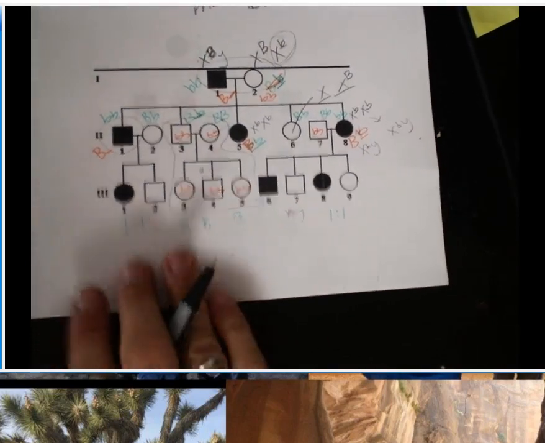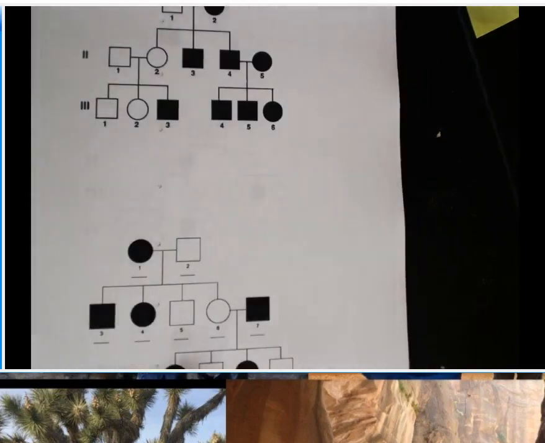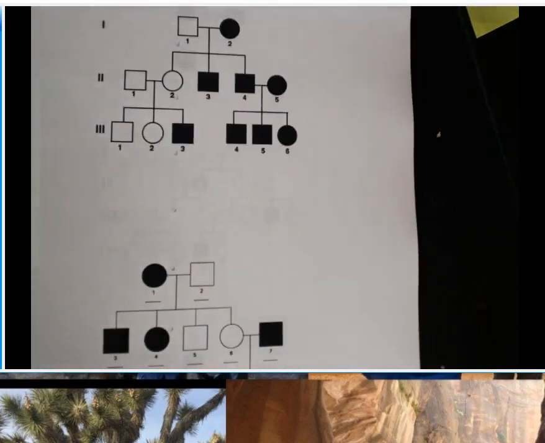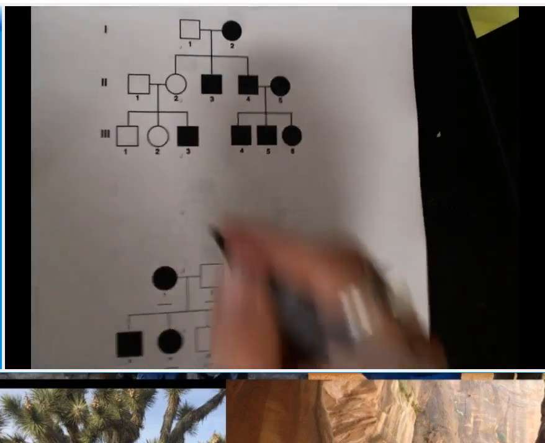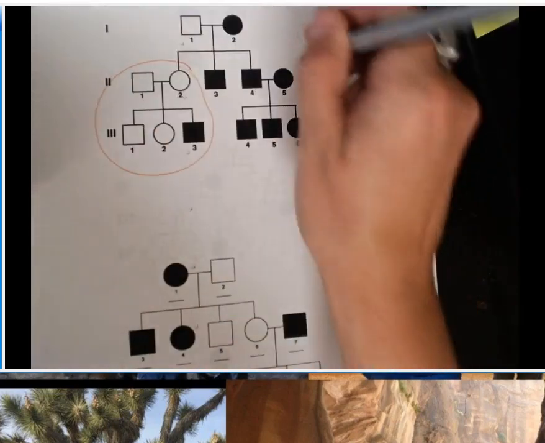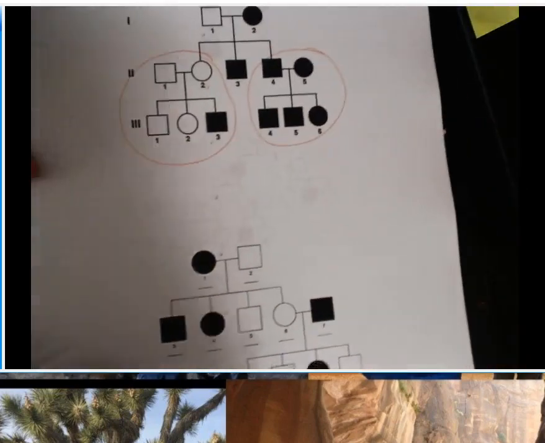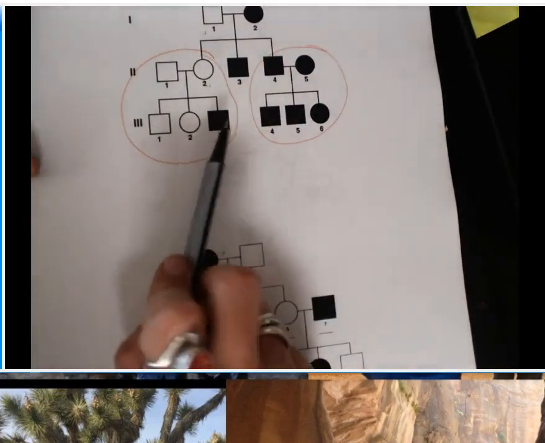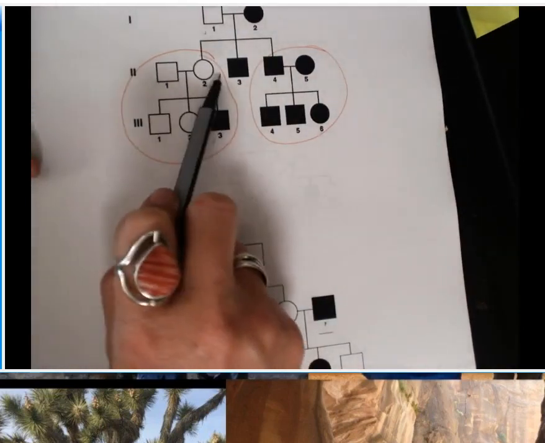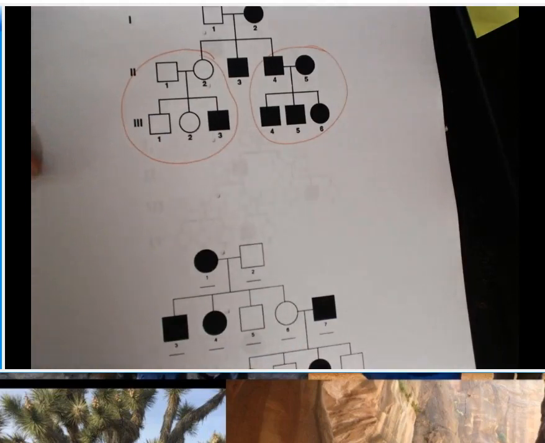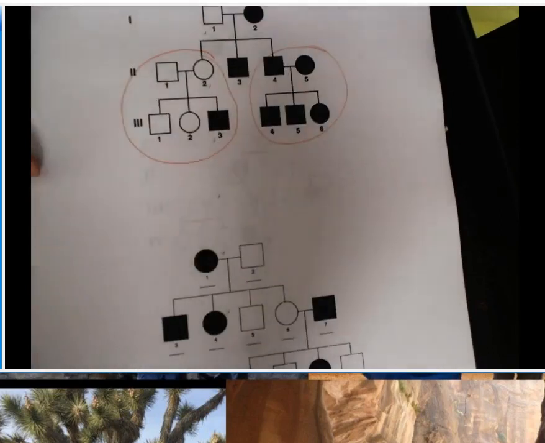Okay, let's go on to another one. So here in this one, we're going to go ahead and look for clues. Right away, I see this and I see this. So for a trait to show up in offspring and not be in the parents, that trait has to be recessive. And at this point, we would need to ask ourselves, is it autosomal recessive or is it sex-linked recessive?